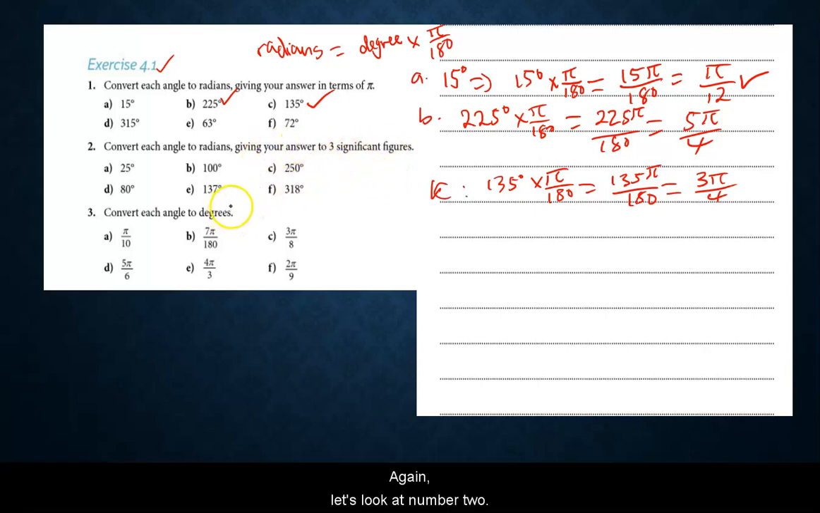Again, let's look at number 2. Convert each angle to radians. So number 2, we are supposed to convert each angle to radians. So again, just like before, we simply interchange. Instead of pi over 180, we now have 180 over pi, right?